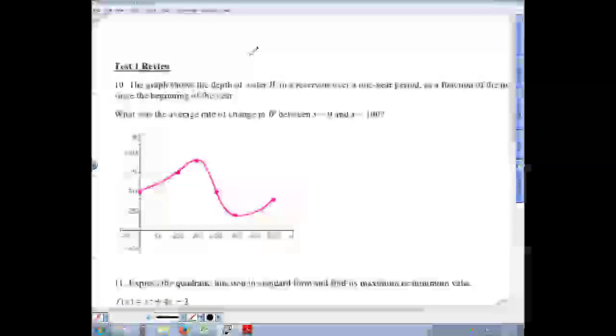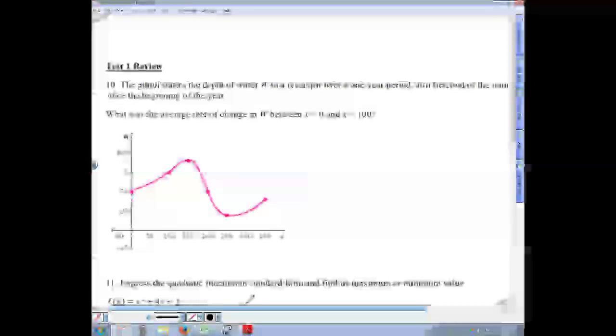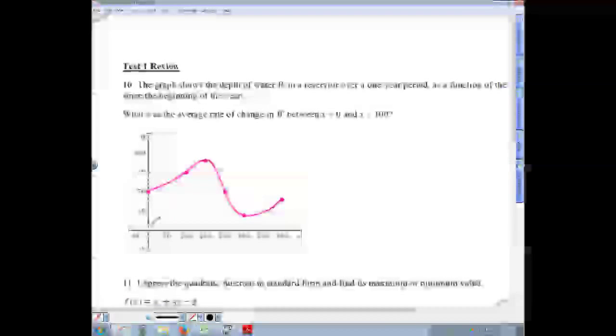Okay, this is an application problem from section 2.4. This graph is showing the depth of the water in a reservoir over a 1 year period of time as a function of the number of days since the beginning of the year. So this would be January 1, this would be December 31st. So the depth of the water is increasing, and then the depth decreases and then starts to increase again. What's the average rate of change between x equals 0 and x equals 100?